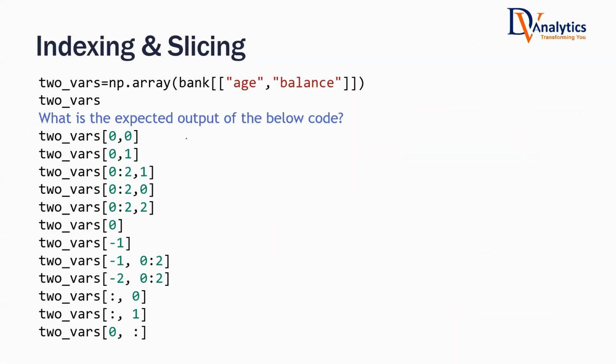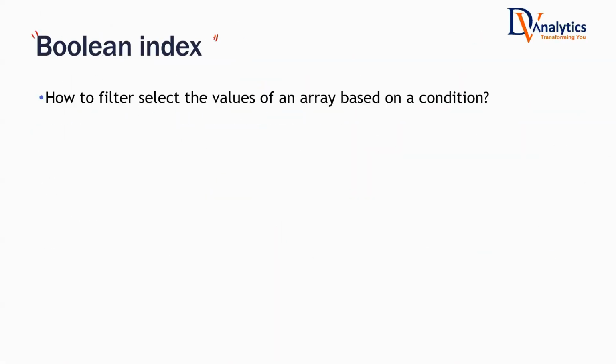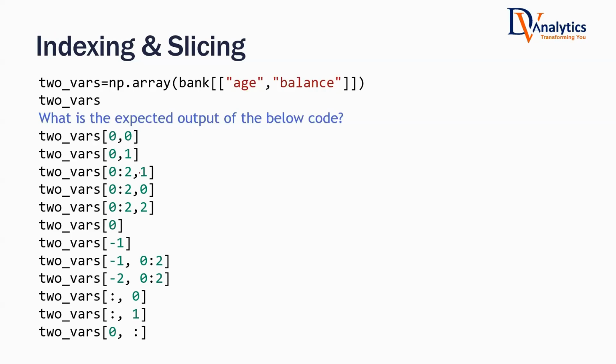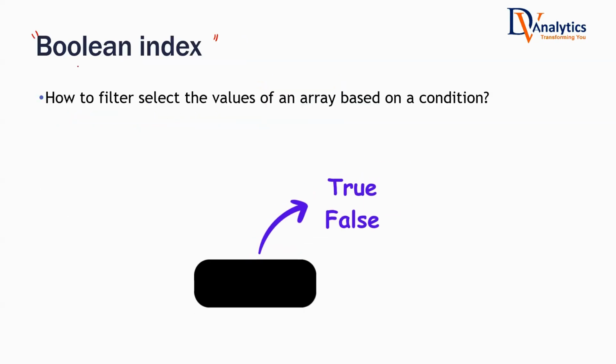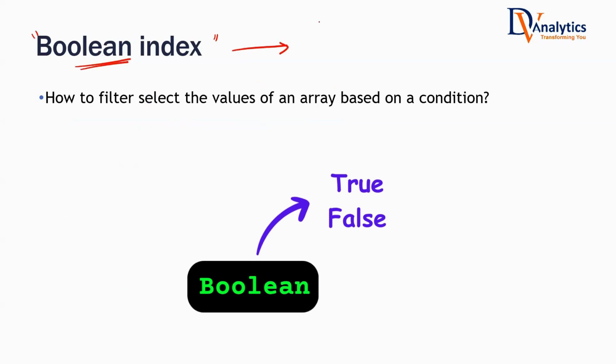There is another type of indexing called Boolean indexing. Boolean indexing means, let us suppose you want to access particular values in an array, you give the index. You can also try something called Boolean index. Boolean stands for what? Whenever you hear the term Boolean, remember there is something called true and something called false. That means you can give a condition.